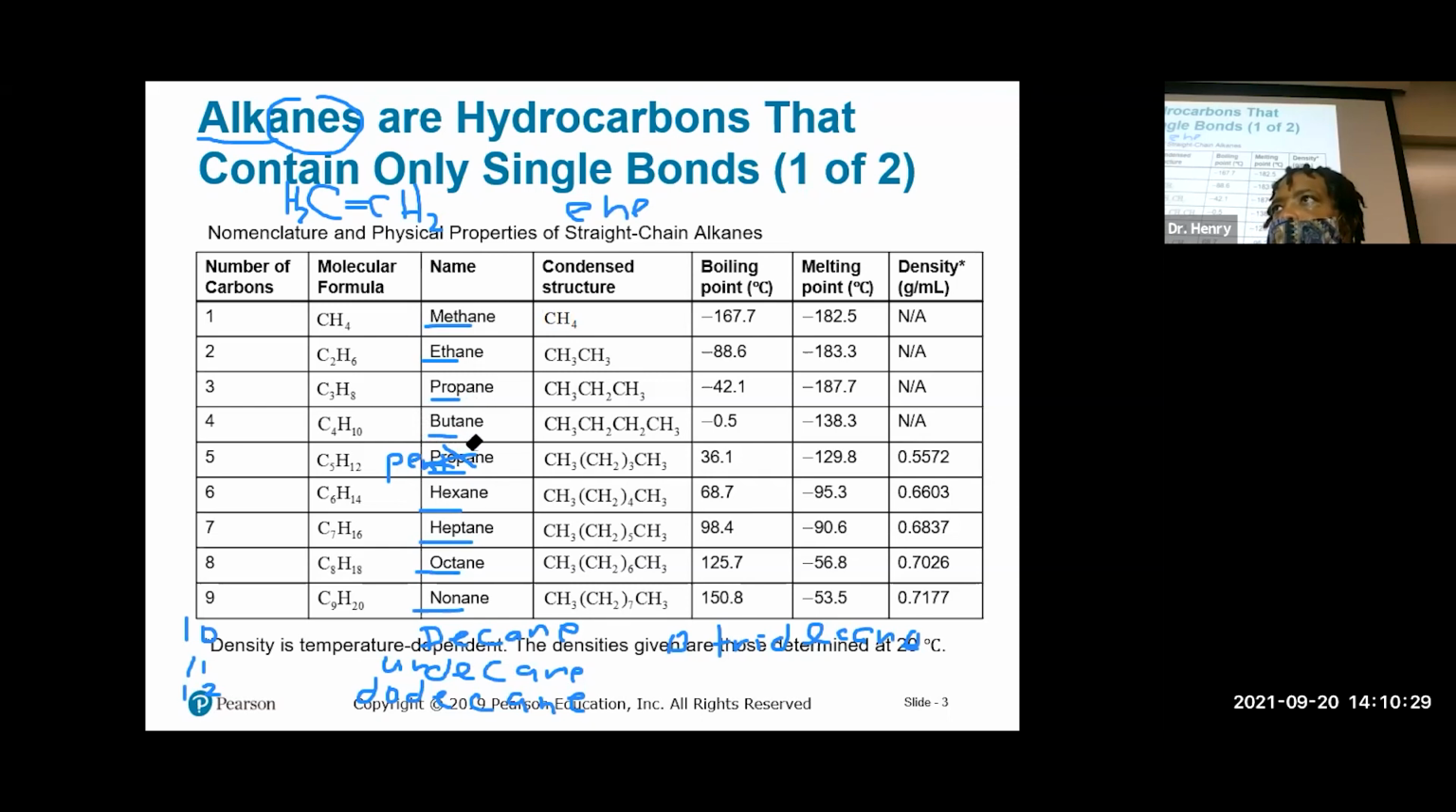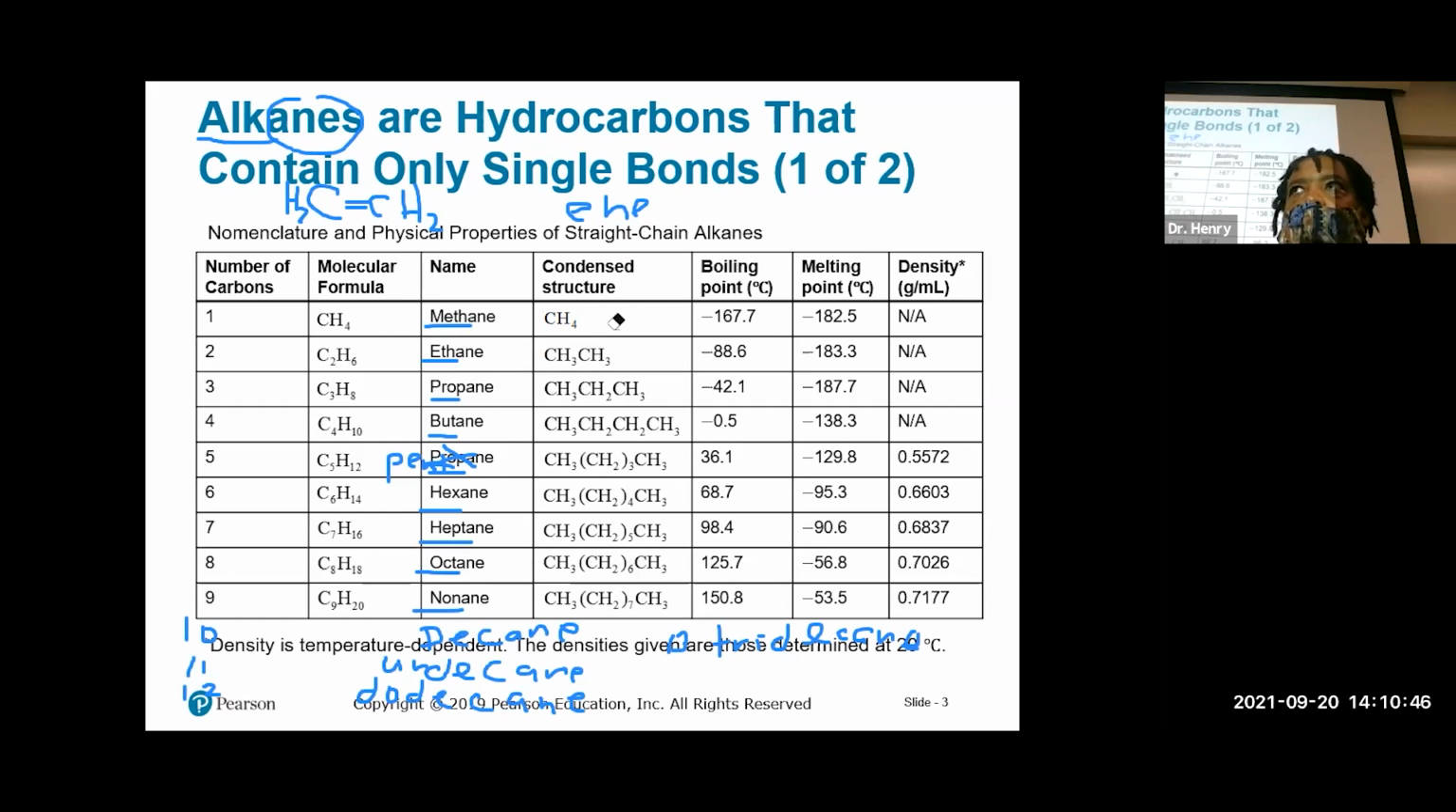If it was butene, there's a double bond somewhere in that structure, okay? And we'll start talking about location and all that stuff, nomenclature and stuff. Now, if you looked at this, the A and E all the way down.